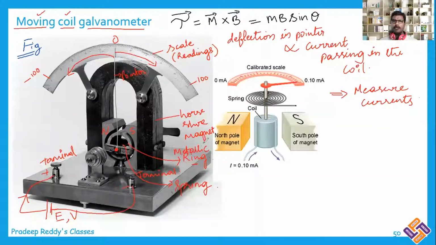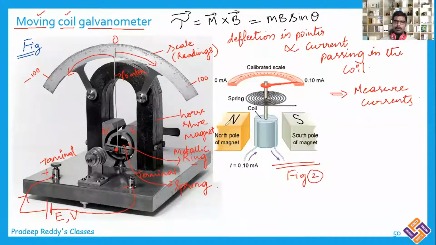Why is it called moving coil? See, there is a coil here which is placed in external magnetic field. Because the coil is moving in the external magnetic field, you are able to tell that there is some current in the coil. And based on the deflection of the coil, based on how much rotation it is making in the external magnetic field, you are able to tell the magnitude of current. And the schematic diagram of moving coil galvanometer is shown in this figure 2.